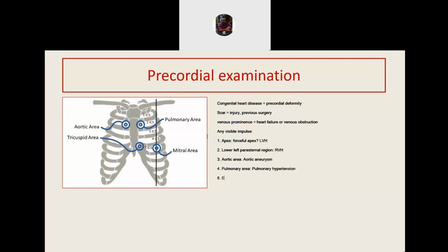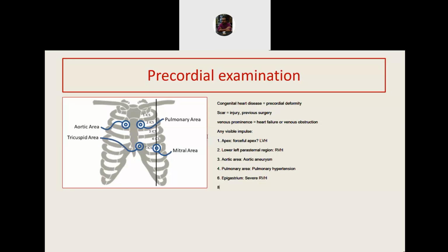Look into the epigastrium, that is just below the xiphisternum. Sometimes the right ventricle can become so big that it can push the diaphragm below. And in those cases of severe right ventricular hypertrophy, you may get epigastric pulsation.